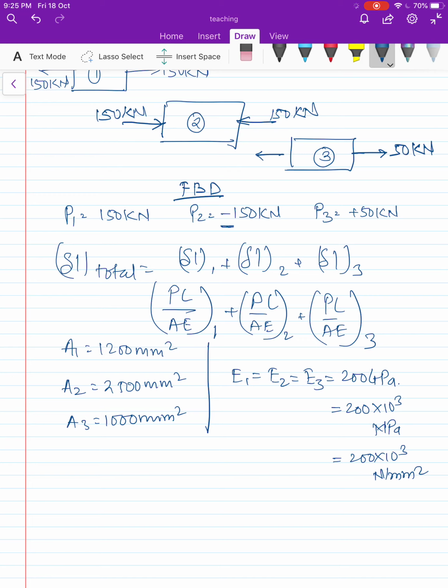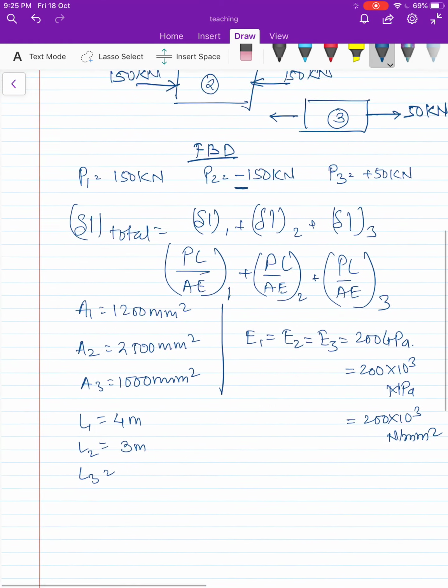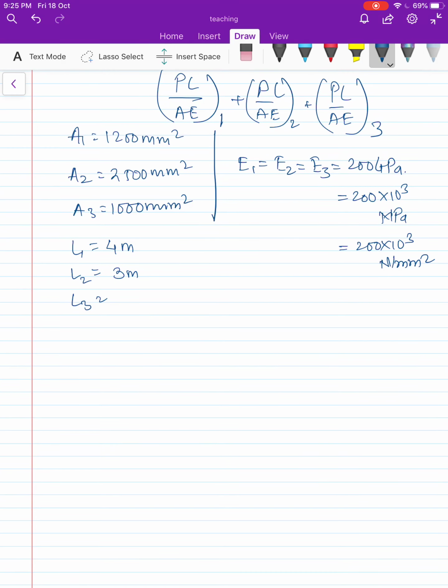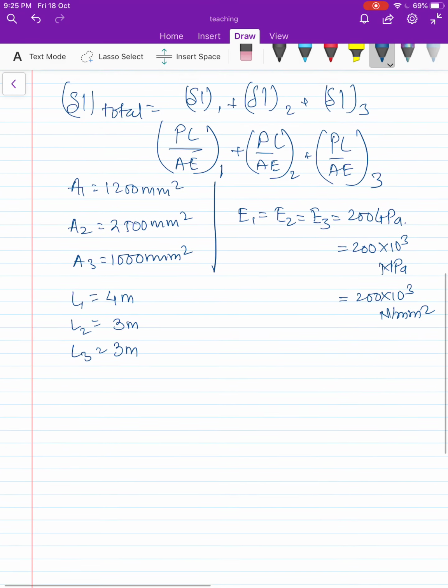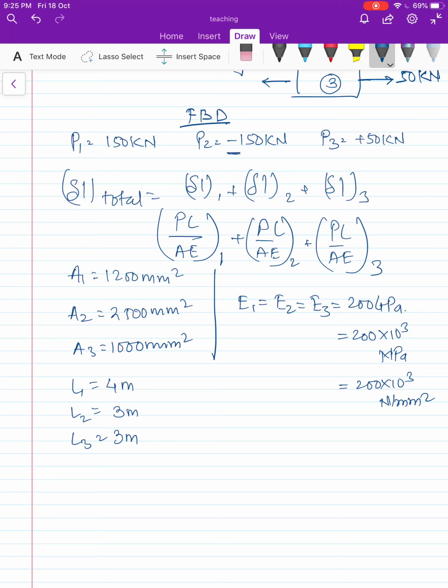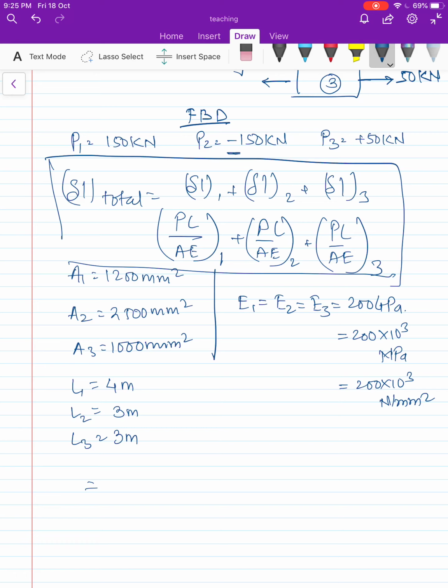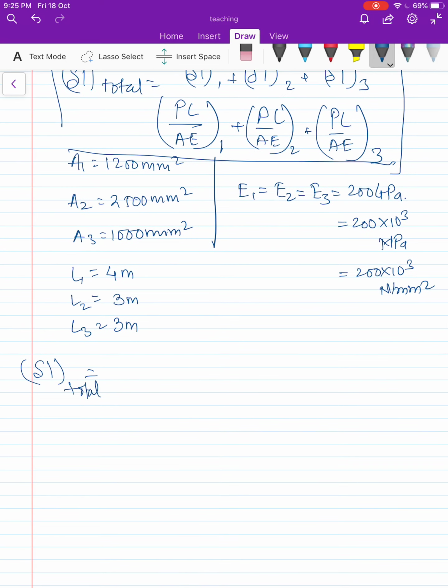Now the remaining is length. Length of first, second and third bar is already given to us: 4 meter, 3 meter and 3 meter. So if we try to see this formula of delta L total, we will get to know all the terms from the right hand side are given to us. We just need to find out the total deformation. Now here for the first case your P will be 150 kilonewton, so 150 into 10 to the power 3.